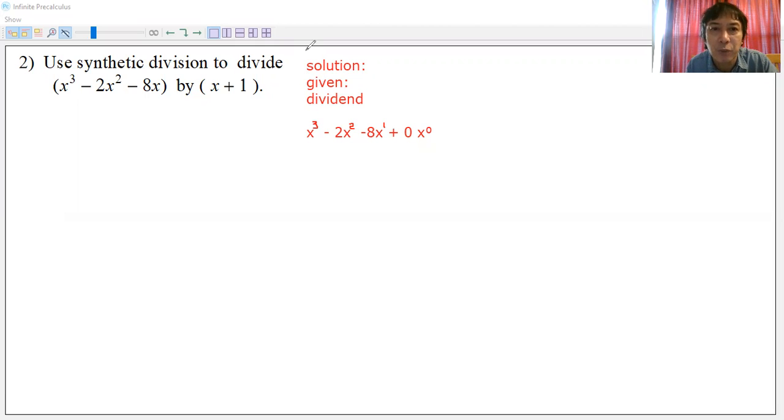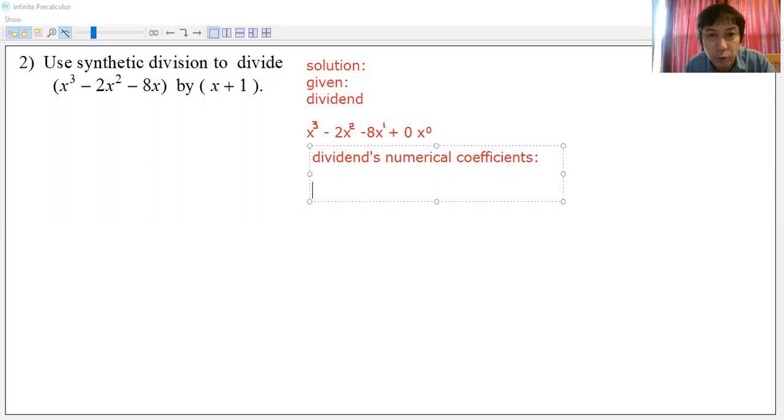Now, in the synthetic division process, you will have to type it. This is your dividend, and this will be the numerical coefficients of the dividend. That will be the numerical coefficients there, and then we have to extend that like that.